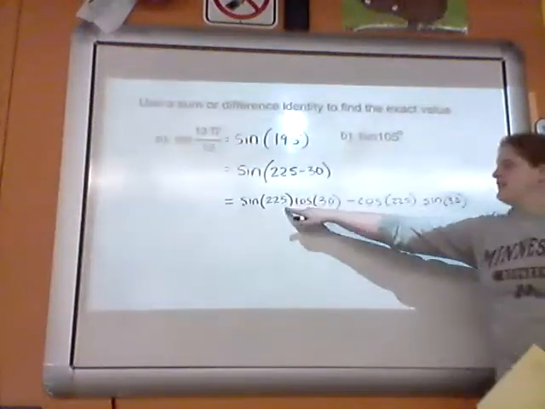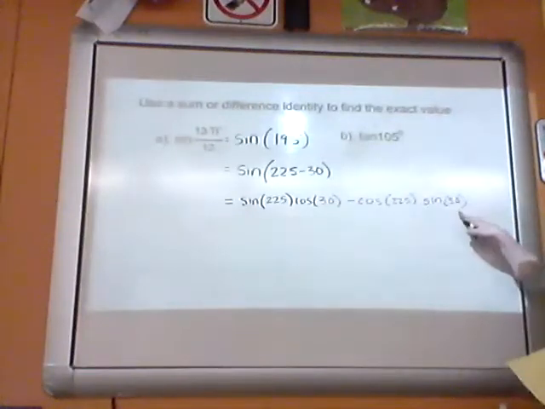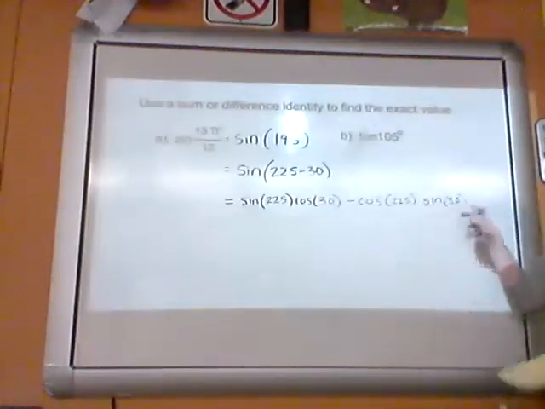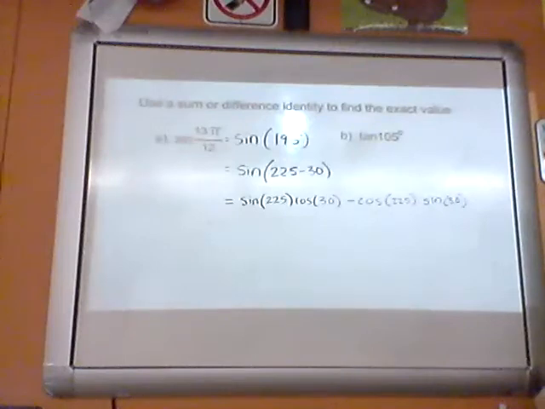I didn't know if it was u and v, or v and u, anyway. Yeah, so then we're actually going to find these. So sine of 225 is something exciting. Sine of 225 is negative a half.